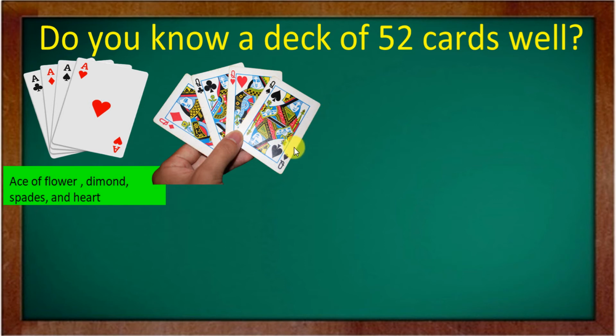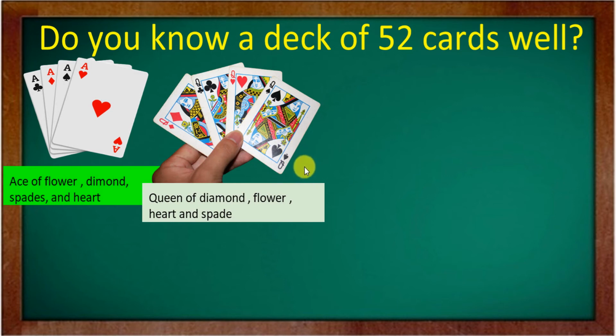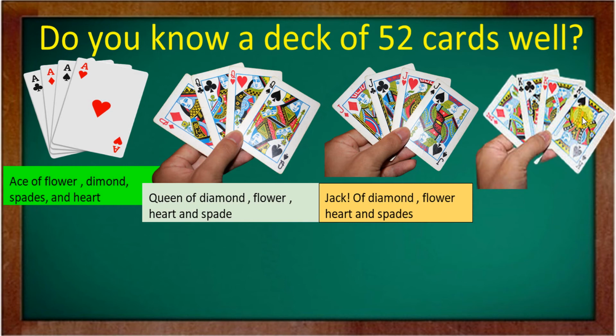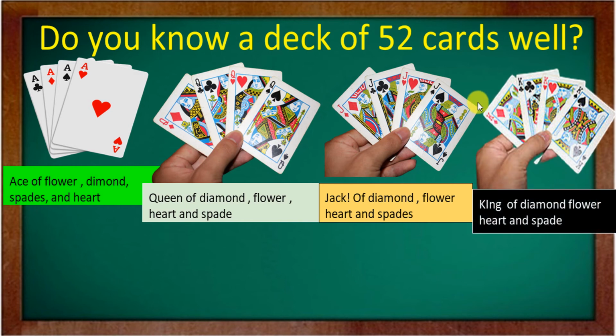Fine. So you know that a deck of cards has 52 cards. Alright, there are 52 cards, and there are 4 types of cards: diamond, flower, hearts and spade, right? Diamond, flower, hearts and spade. So there are 4 types of cards, and in each type we have 13 cards. So 13 diamonds, 13 flowers, 13 hearts, 13 spades. So 13 into 4 is 52.